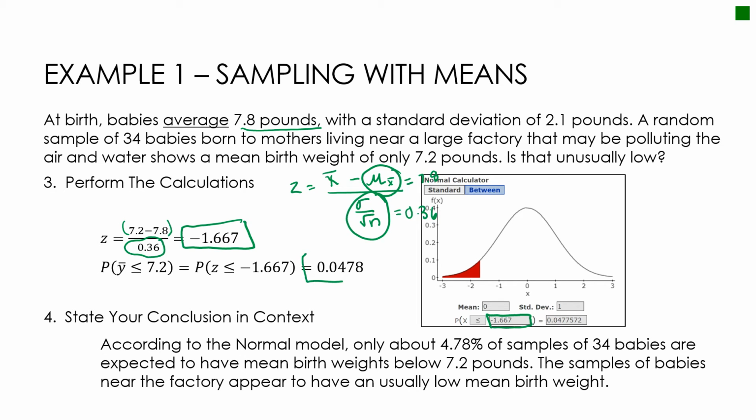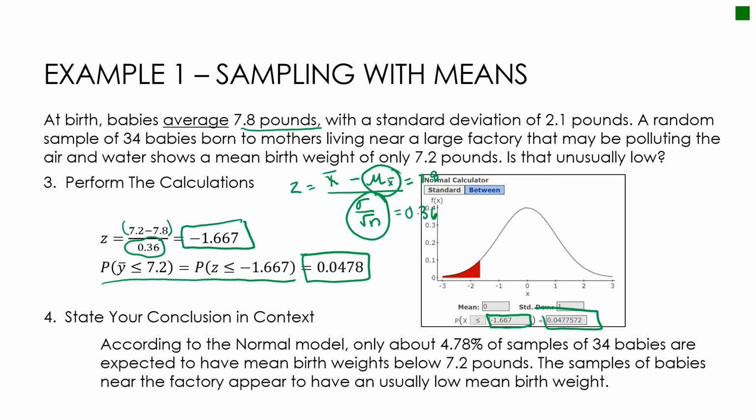And then this is the answer that I came up with, 0.0478 rounded correctly. So again, note the way my probability is written. Probability of y-bar is less than 7.2 is equal to the probability that z is less than negative 1.667, which is equal to 0.0478.